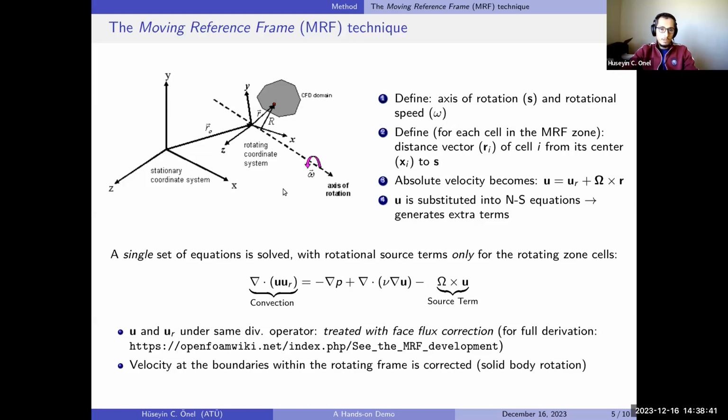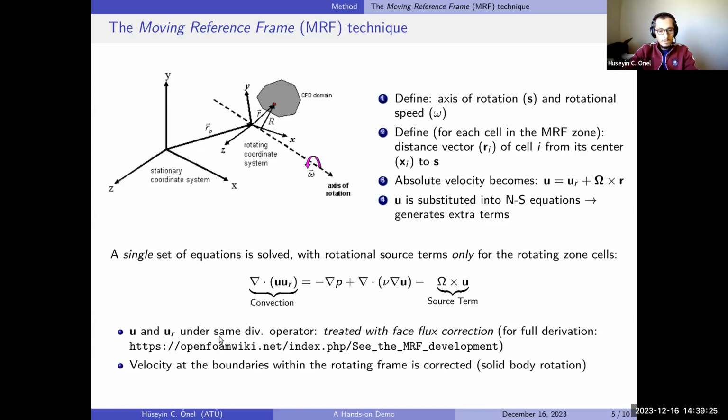For each cell in the MRF zone, you define the distance vector Ri of each cell i from its center to the axis of rotation. Then the absolute velocity becomes this one, which includes the rotational effect. Then this U vector is substituted into the Navier-Stokes equation, which generates extra terms. I'm not going to dive into this and explain everything in detail because we don't have time for that. But a single set of equations is solved at the end of the day with rotational source terms added only to the rotating zone cells, as you can see here.